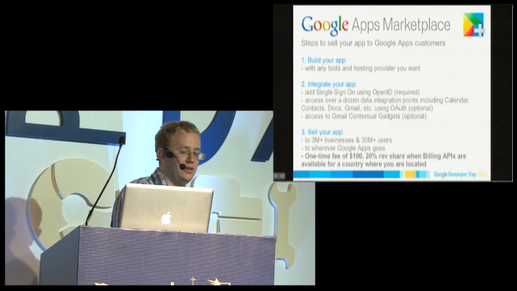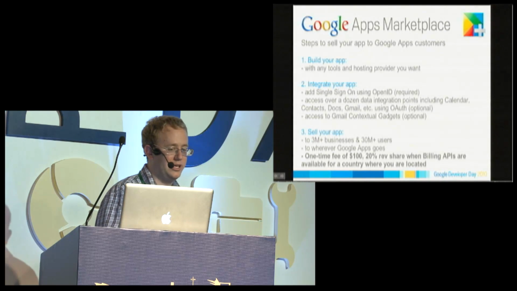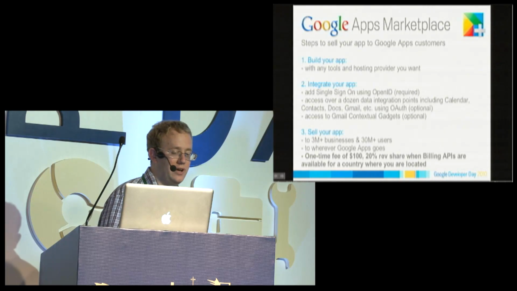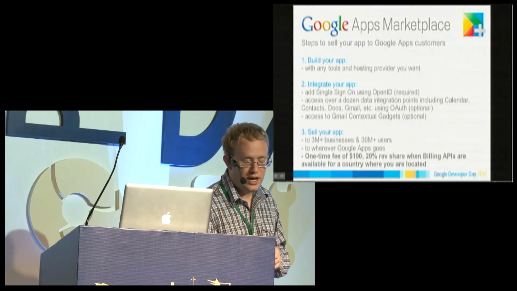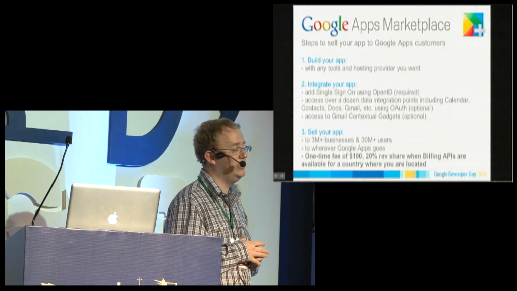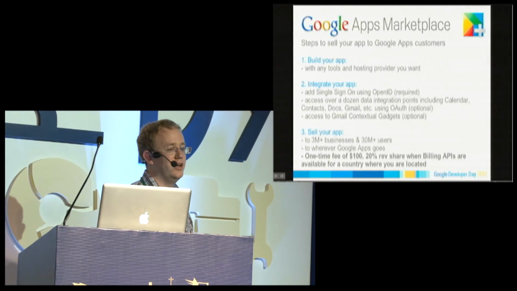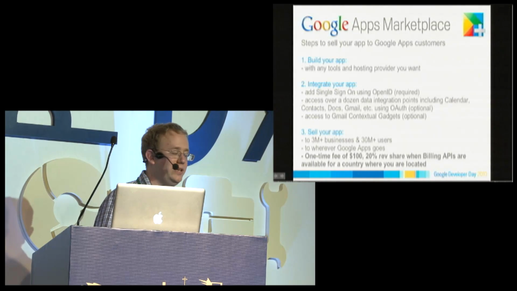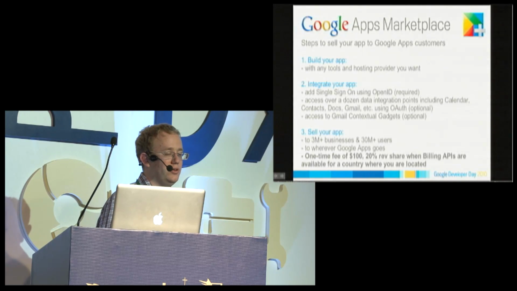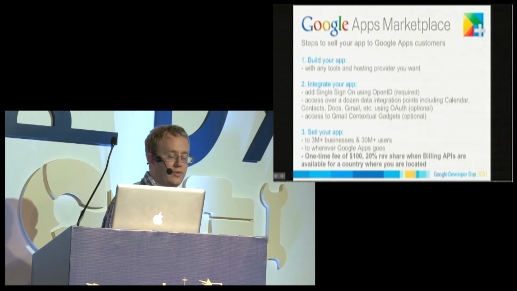After you build and integrate your application, you can sell your application, go wherever Google Apps goes, and there is a one-time fee of $100 to create your listing, and then there's a 20% revenue share when our billing APIs are available in a country where you are located. So right now there's a revenue share exemption. You can bill your customers however you want, using your own credit card merchant provider.